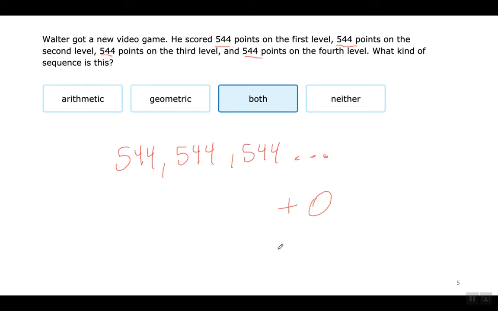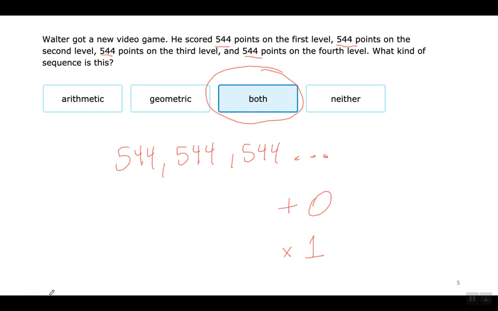And I'm also multiplying by the same number every time. Let me write it like that. I'm multiplying by 1 every time. Se está multiplicando por el mismo número cada vez también. Se está multiplicando por 1 cada vez. So that's why the answer is both. En este caso es los dos. It's both arithmetic and geometric. Es los dos.